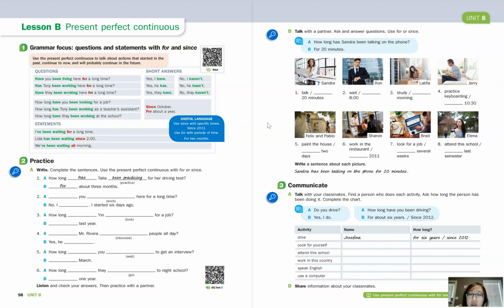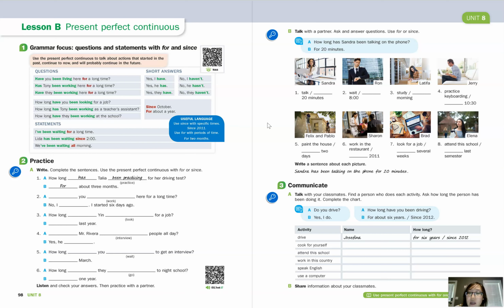Okay, now number 7. How long has Brad been looking for a job? He has been looking for several weeks, or he has been looking for a job, or he has been looking for one for several weeks. So in this case, the pronoun one is a job. So he has been looking for one for several weeks. And several weeks is a duration, so we have to use for.